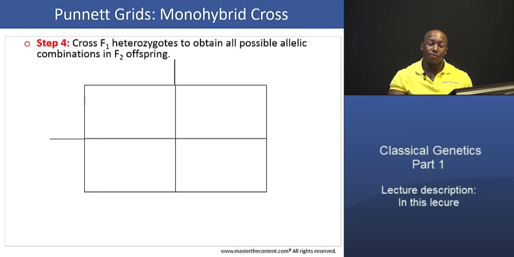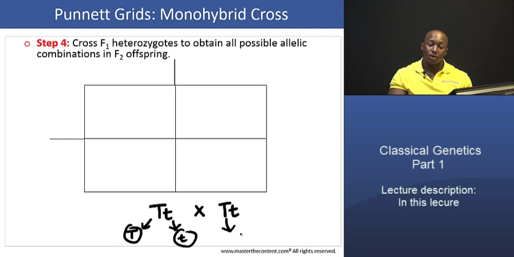Now remember, all of the F1 hybrids have this genotype. They have the heterozygous genotype. They're all capital T, small t. So if we crossed a male F1 hybrid with a female F1 hybrid, which obviously has the same genotype, the gametes that we get from that cross would be as follows. So these are all the possible gamete combinations that we could get from that cross because they're all heterozygous.